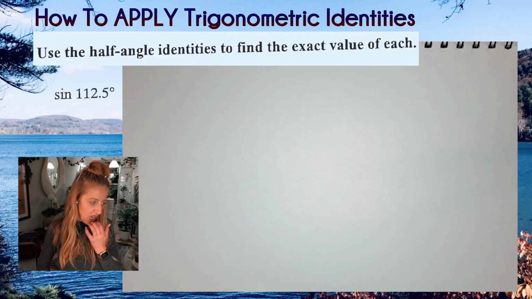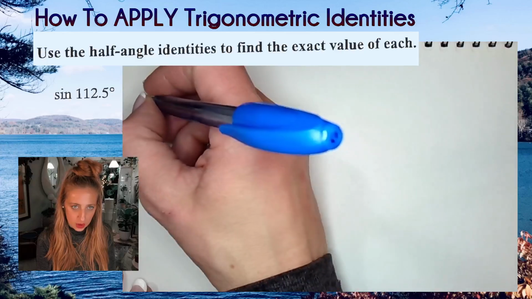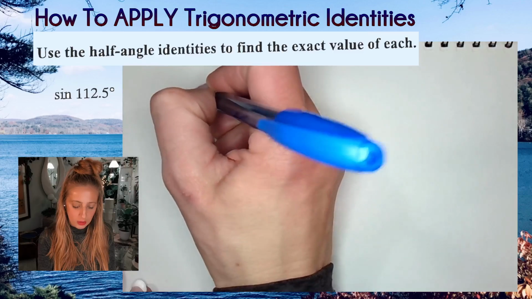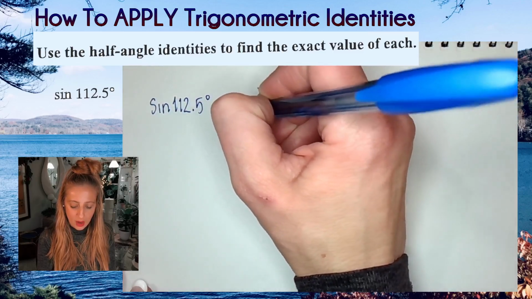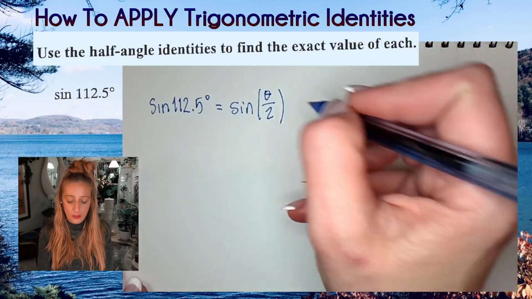Here we have sine of 112.5. People tend to have a little easier time with half-angle identities when it comes to degrees because it's a little bit more clear which way you're going, and you know when to double and when to cut it in half. So what you need to know is, for starters, sine of 112.5 degrees is representative of sine of a half of an angle, so let's use a half angle identity.